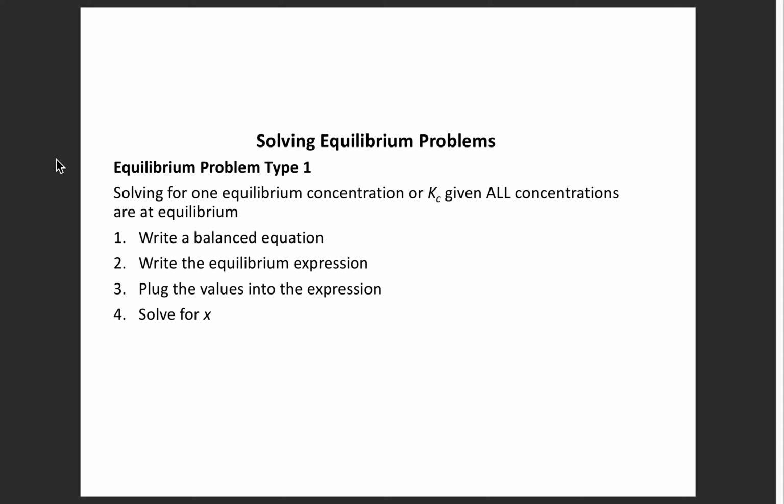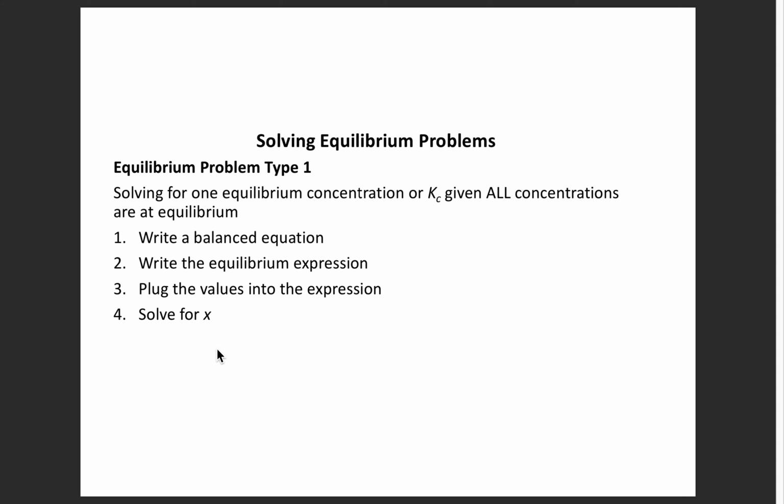We're going to talk about these different types, and we just labeled them type 1, type 2, type 3, type 4, just to keep it organized. So let's take a look at the first type. We're going to solve for one equilibrium concentration, or we can solve for the equilibrium constant K, given all concentrations at equilibrium. So here are the steps.